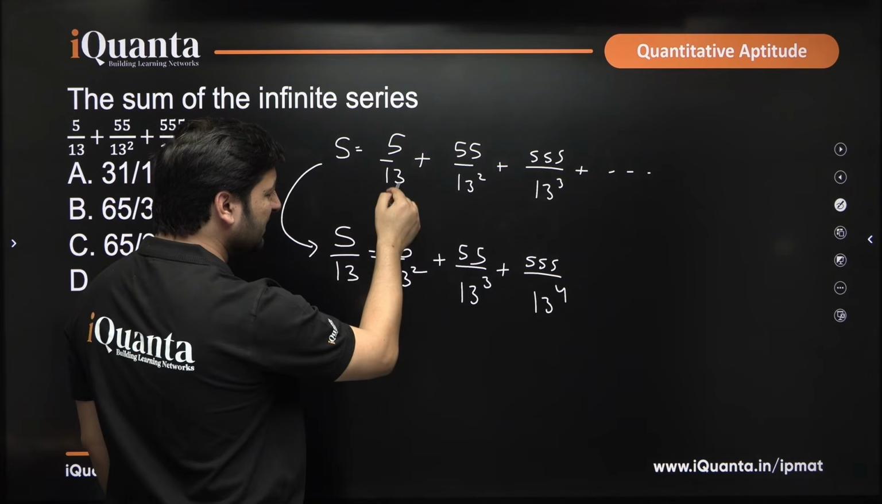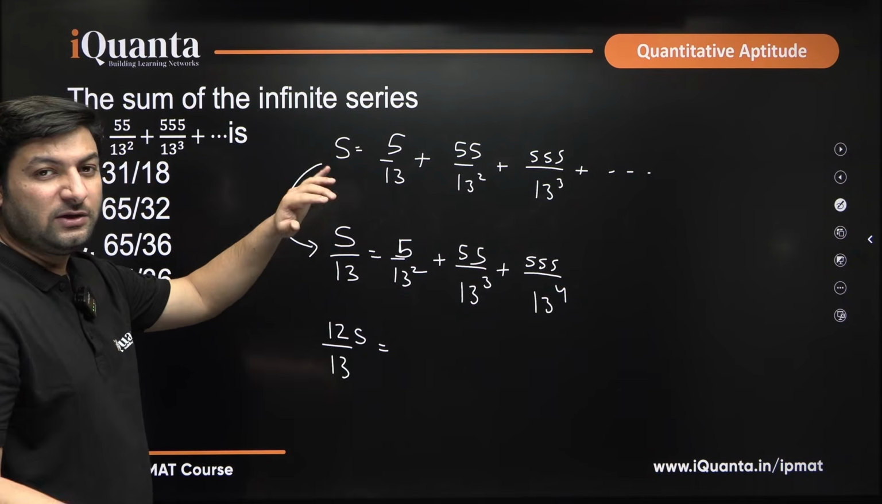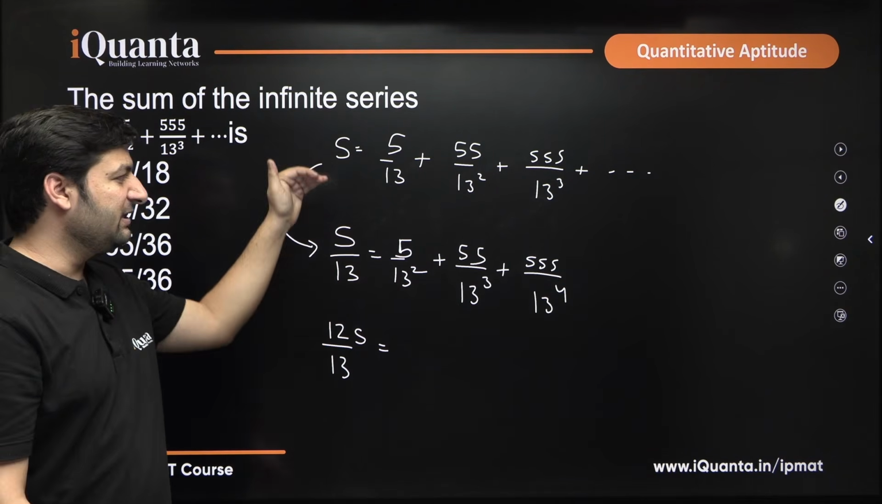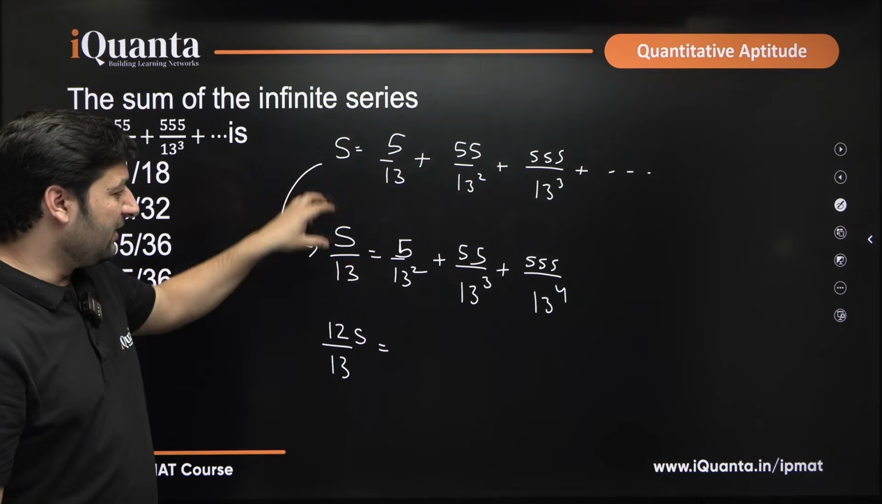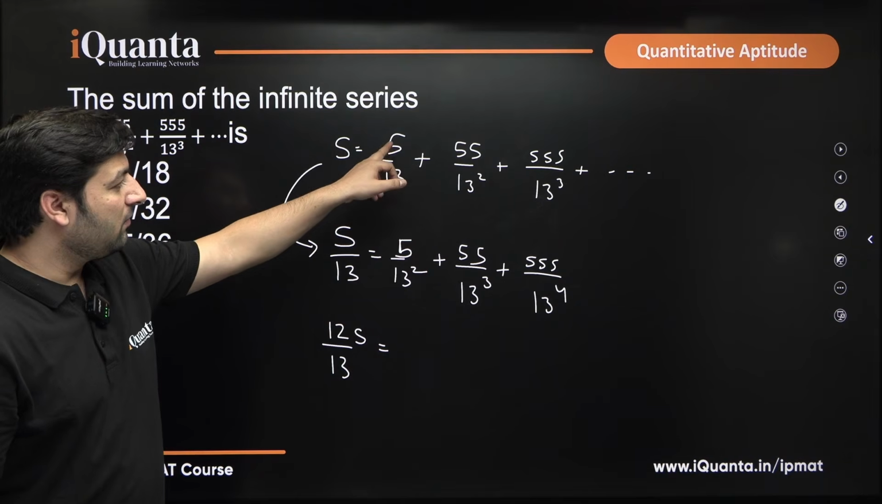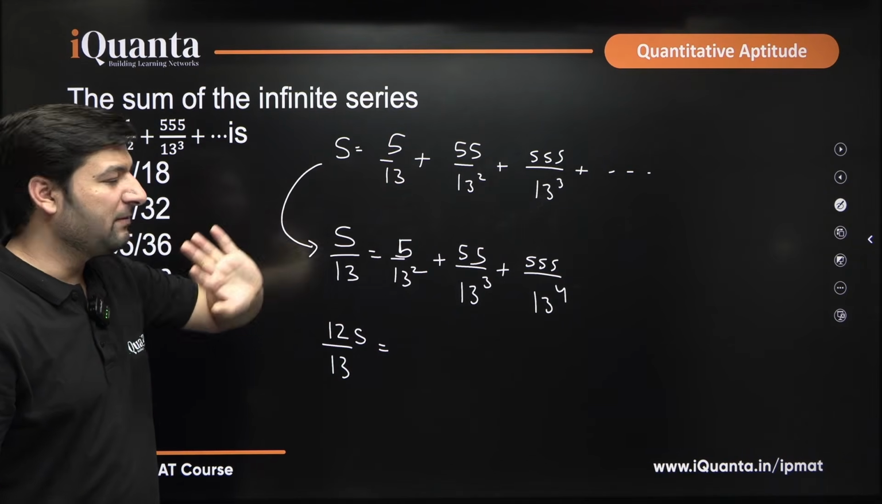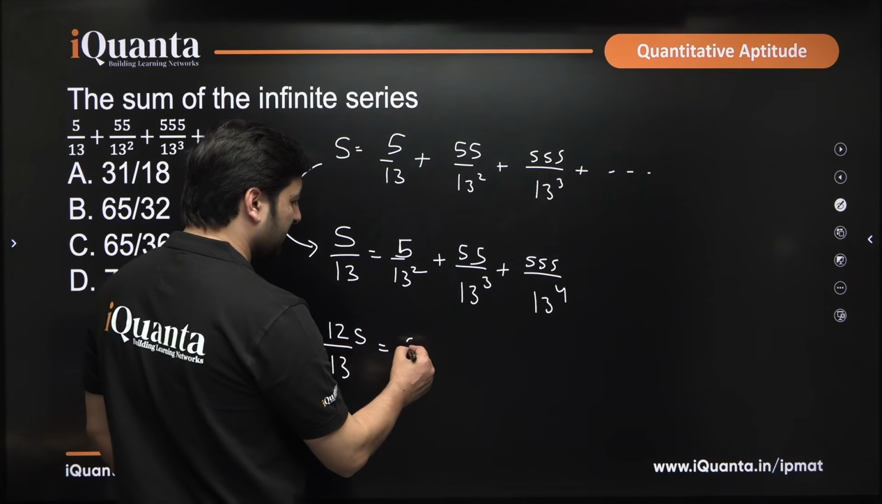Do we have any such term with 13 to the power 1 in the second equation on the right hand side? See, when you subtract two equations, left hand side is subtracted from left hand side, right hand side is subtracted from right hand side. In the left hand side, we got this. In the right hand side, we do not have any term from which we can subtract 5 by 13. So, it will be taken like that only, 5 by 13.